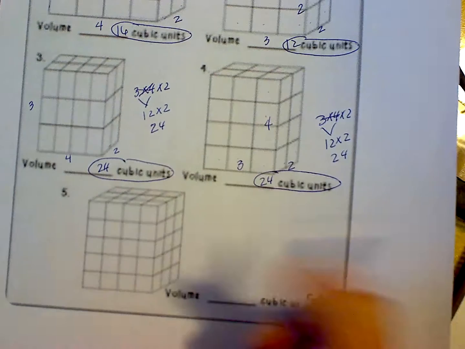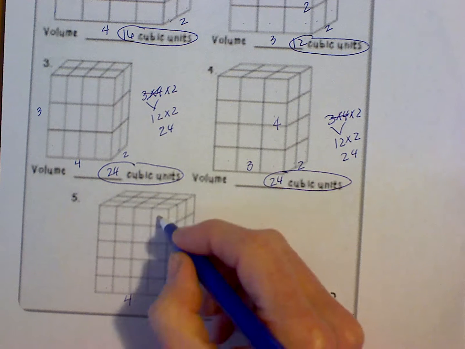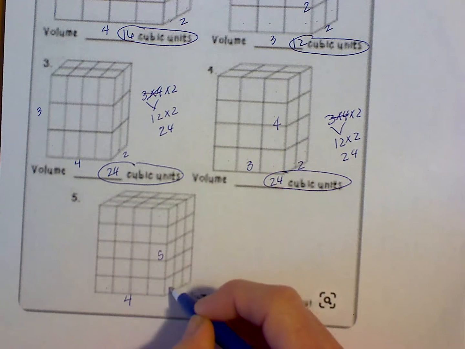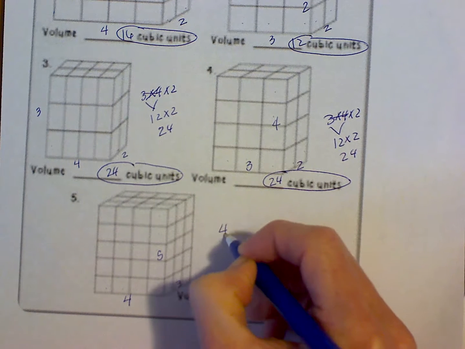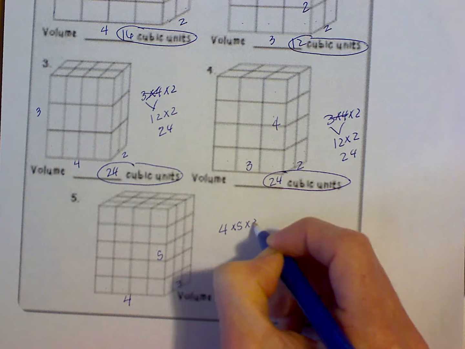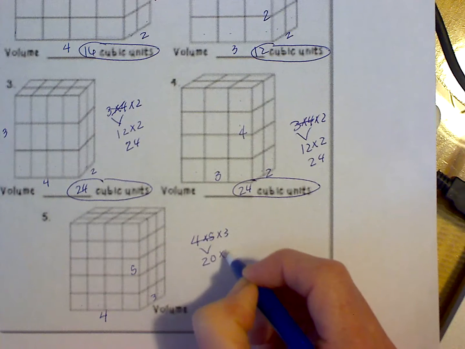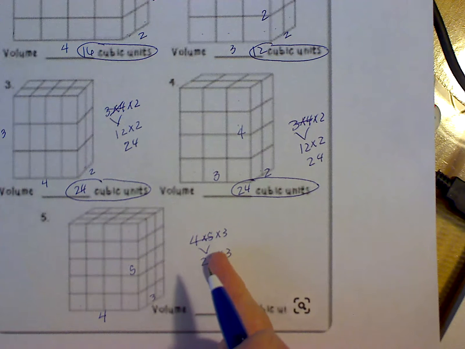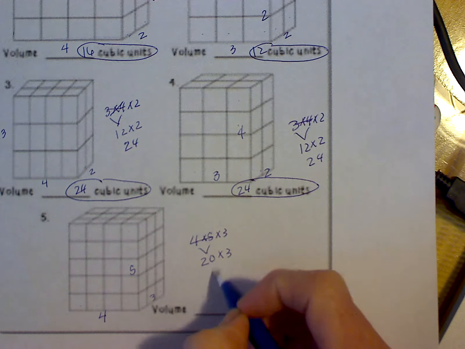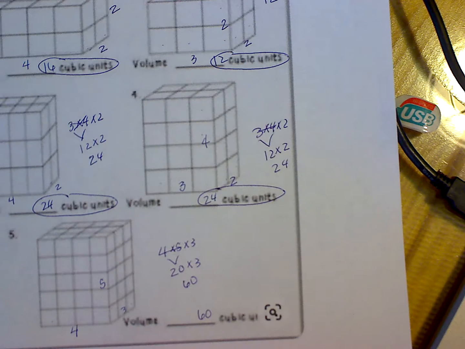Let's look at number 5. We have 1, 2, 3, 4 across, 1, 2, 3, 4, 5 going up and down, and then 1, 2, 3 going back. So we're going to multiply 4 times 5 times 3. 4 times 5 is 20. Cross that off and bring down the times 3. 20 times 3, well, you could cover up the 0 and say 2 times 3, and 2 times 3 is 6. We have the 0, so bring that down, 60. So number 5 is 60 cubic units. Well done.